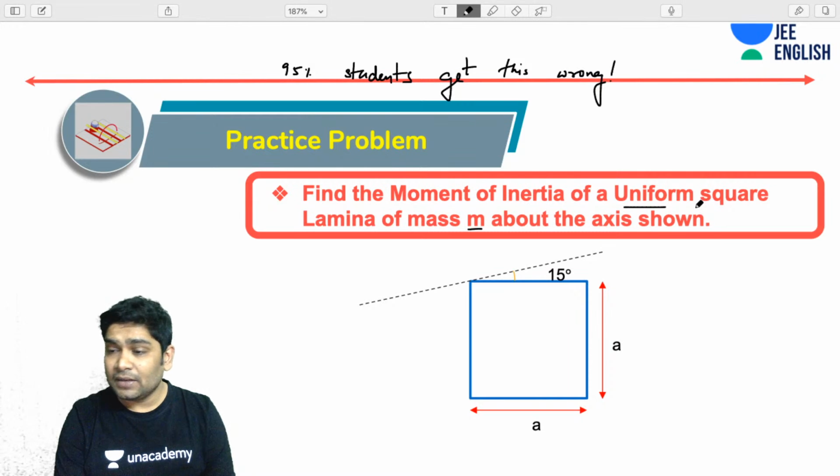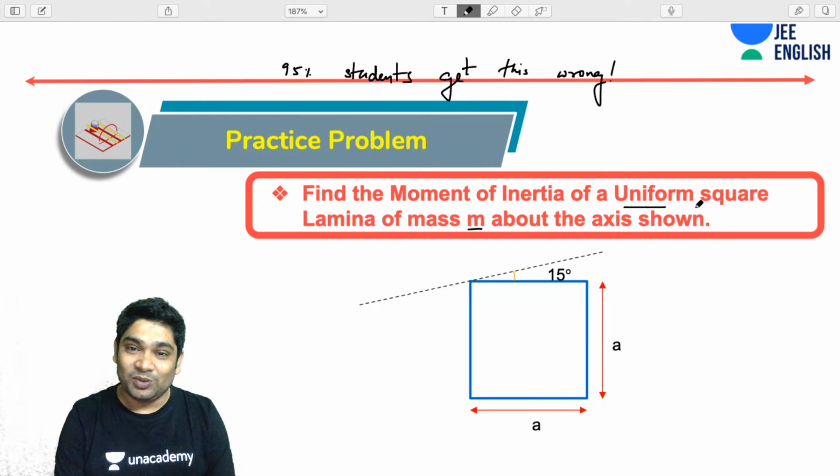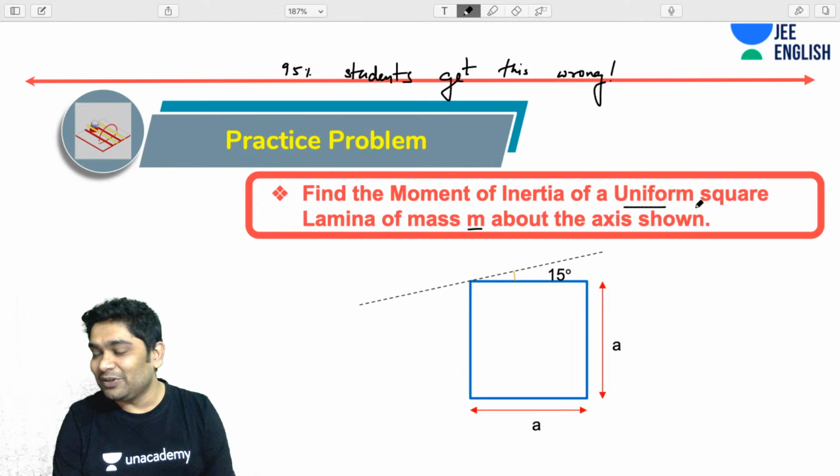All right. Let me know who all are trying. Because trust me, this is a very tricky problem. And there is a very, very common mistake that most of the people do.